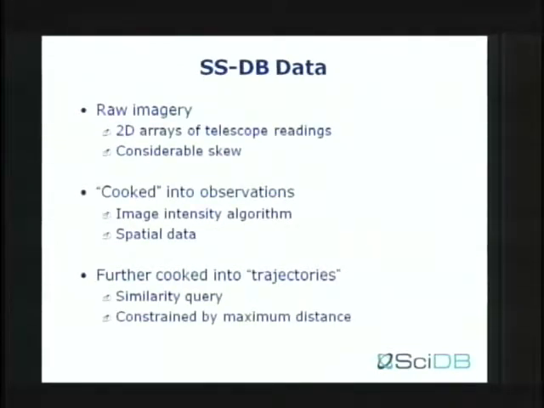So I already said it's a bunch of raw imagery. It's a terabyte of raw imagery cooked into observations, as I just said. Basically, this is a clustering algorithm, and it gives you polygonal spatial data. It's further cooked into trajectories. Trajectories are cylinder-like things that move over time. And it's store all of this stuff and run queries on it.